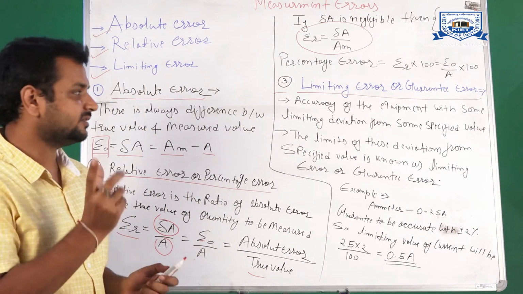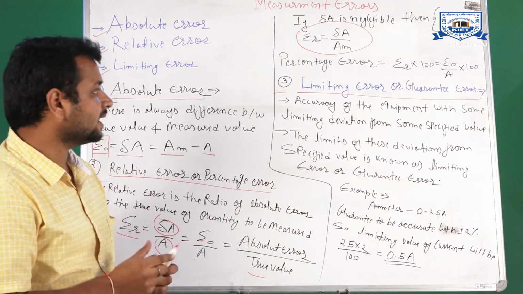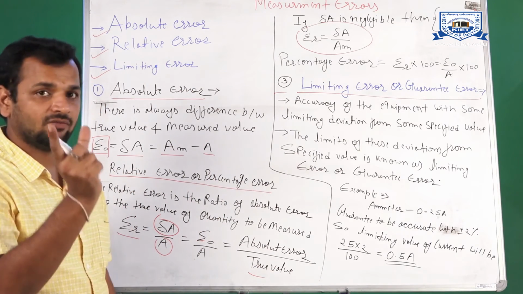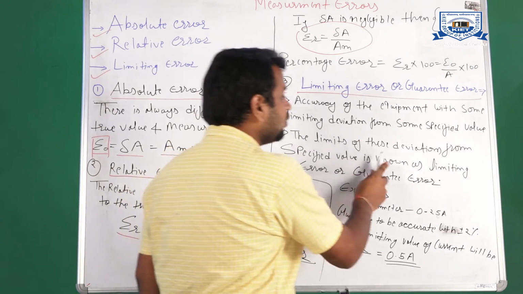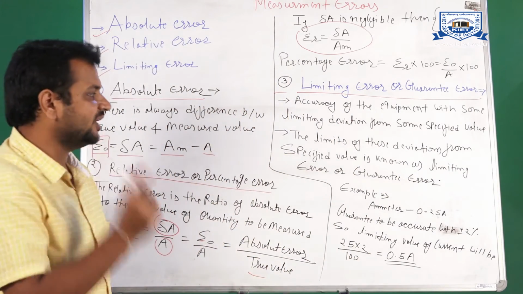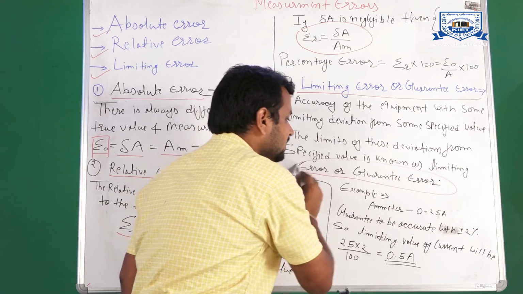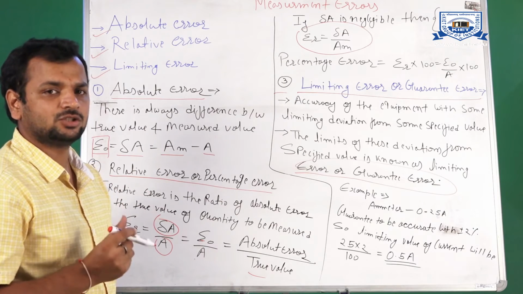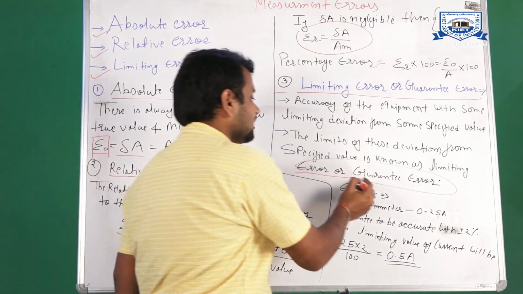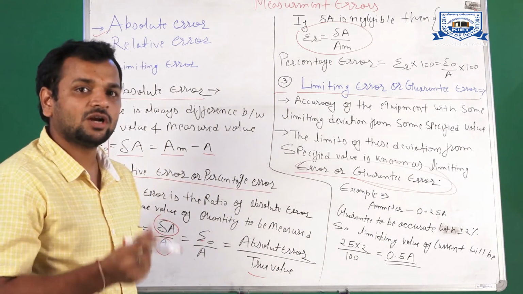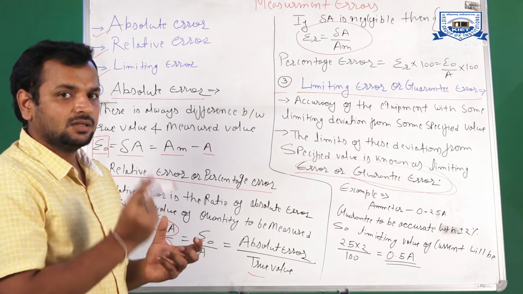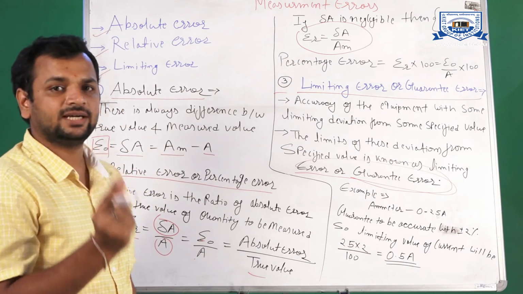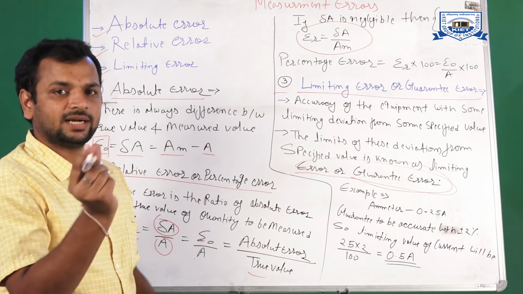We can see that with the help of an example. What is the limiting error? It is the accuracy of the equipment with some limiting deviation from a specified value. The limits of this deviation from the specified value are known as the limiting error, or guarantee error. When you take any instrument from any shop, there is always a guarantee, which is the compensation with respect to full scale deflection or a specified standard value of the equipment, within a certain range of deflection.